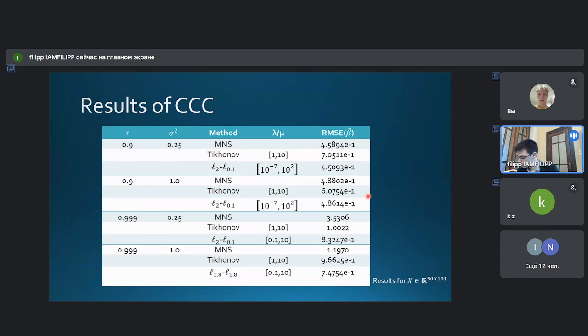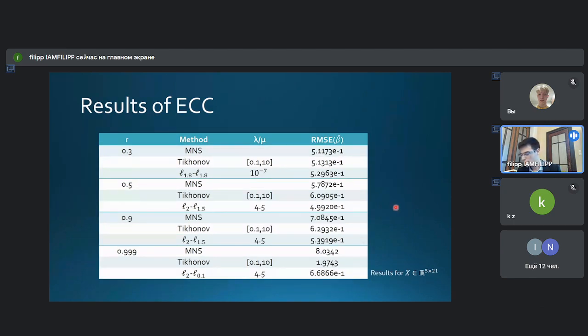Now, we can see that the results are very similar, and the aforementioned points are being confirmed. In case R equals 0.999, that is a very high correlation coefficient, the LPLQ method is the most accurate one, especially when compared with the MNS. Now, we will try to simulate our problem for the ECC method.